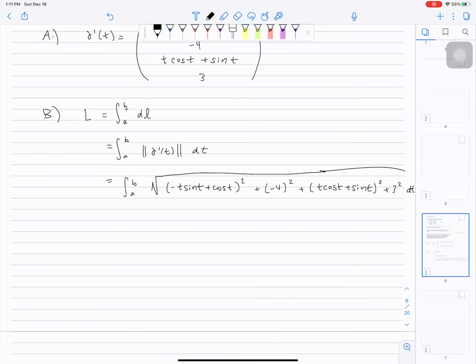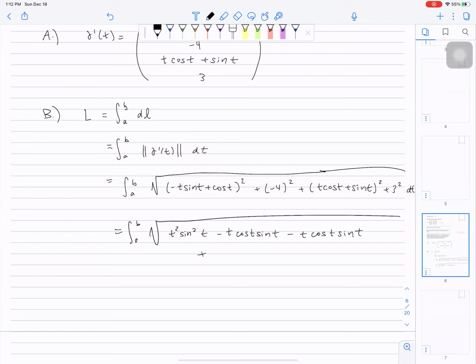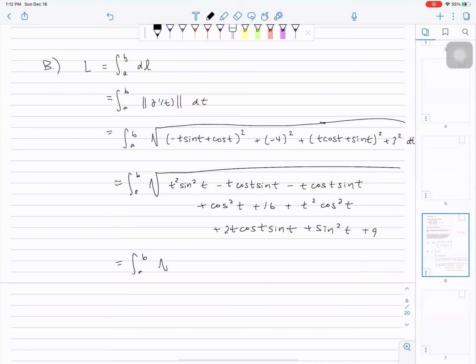Okay, and this requires some simplification. So here we have t squared sine squared t minus. When you're squaring things, don't forget you have to do the foiling. This doesn't just become this squared plus this squared. So you have a minus t cosine t sine t coming out, plus minus t cosine t sine t, plus cosine squared t plus 16. You can write it all out, and it's a bunch of simplification. You'll need to use the trig identity cosine squared plus sine squared equals 1. And so eventually you'll get down to square root of t squared plus 26 dt.